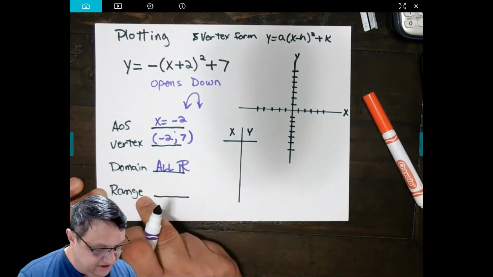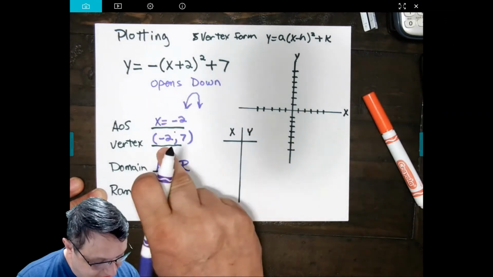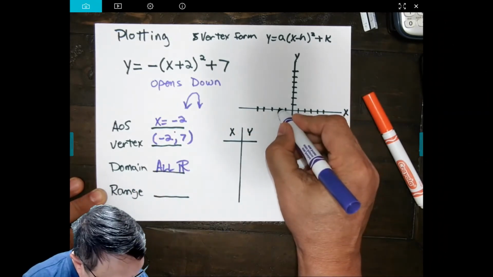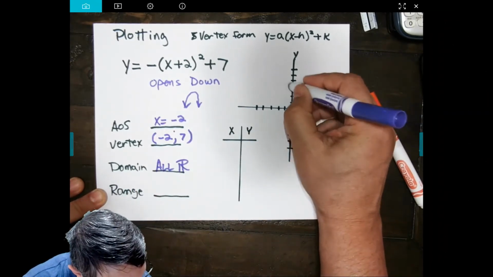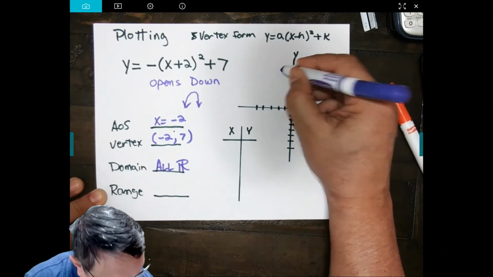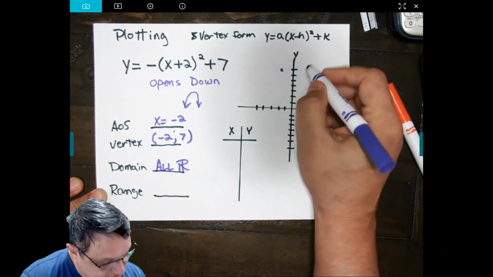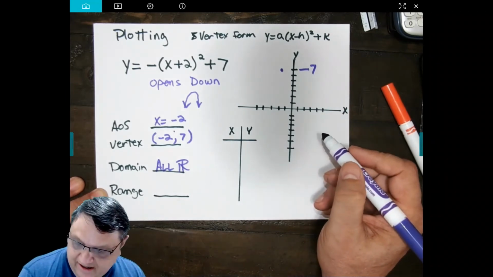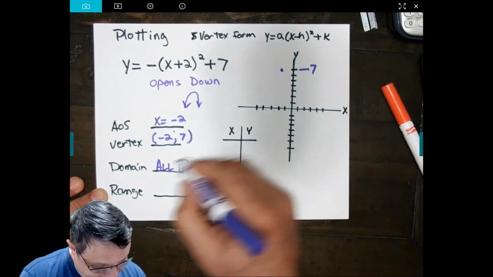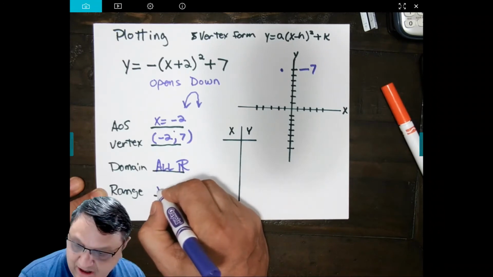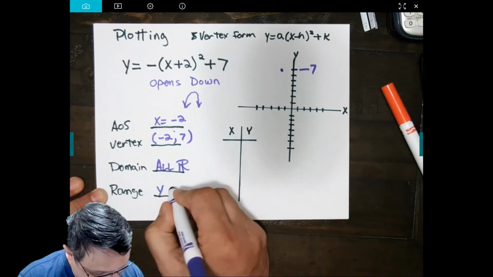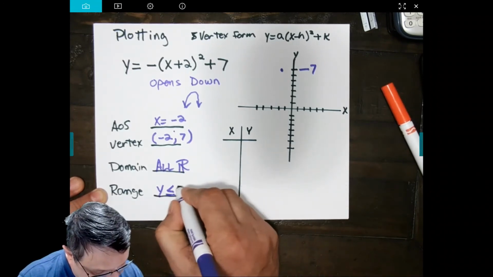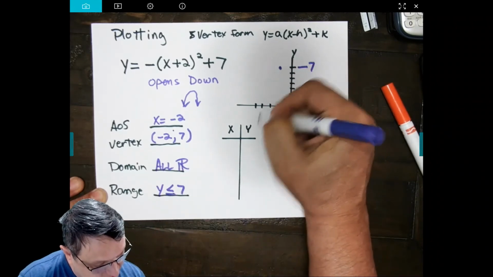And what about the range? Well, let's see where our vertex is. Our vertex is at negative 2 and 7. That would be right here. And we know it opens down. So our range is going to be y is less than or equal to 7, because it includes 7, and we know it opens down and continues on forever.